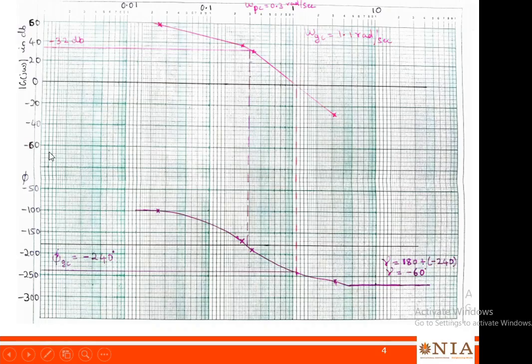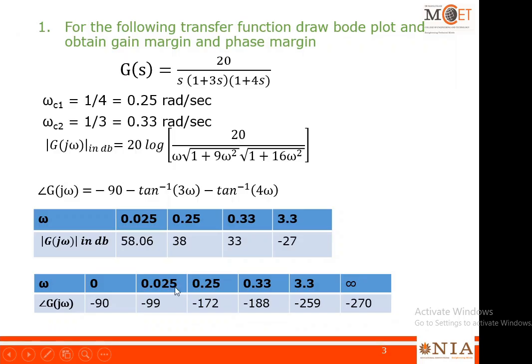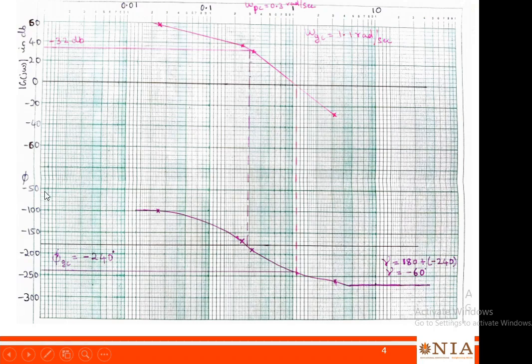In the phase graph, all the phases are negative. To cover the range of phases that we are getting here, ranging from minus 90 to minus 270, I have chosen every unit as 50 degrees: minus 50, minus 100, minus 150, minus 200, minus 250, minus 300. The lower portion is for the phase plot. This x-axis frequency is common for both magnitude and phase plot.